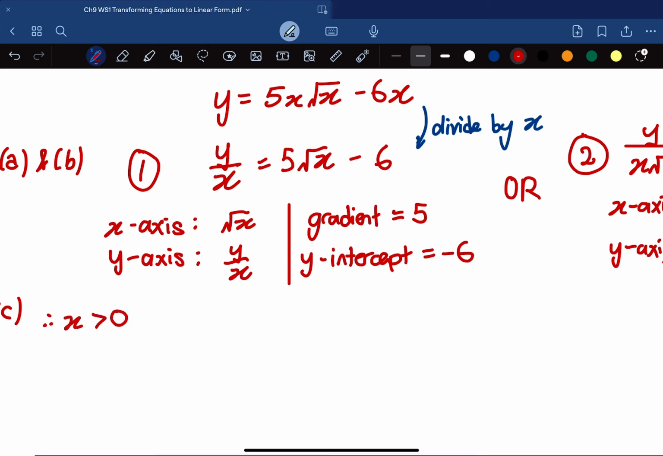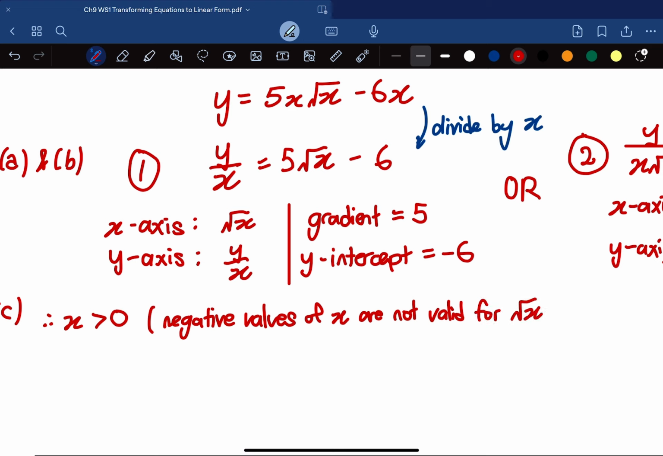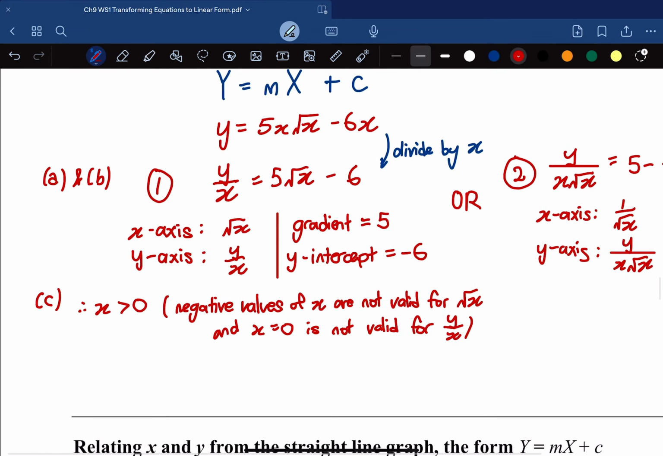The reason is because negative values of x are not valid for root x, and in this case over here, x cannot be zero. x equals 0 is not valid for y over x. Okay, and therefore this is how we obtain the range x is greater than 0.